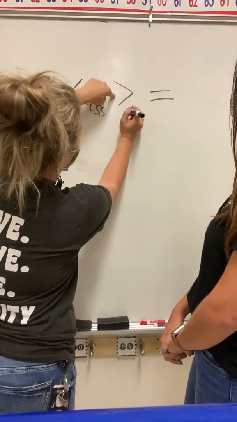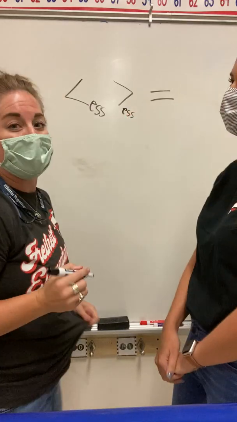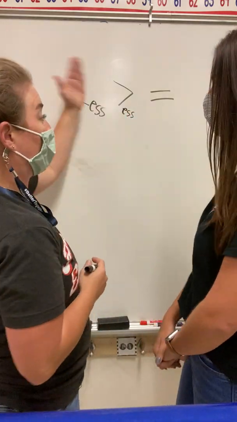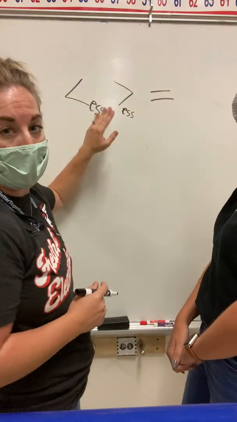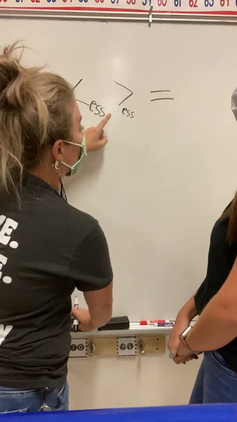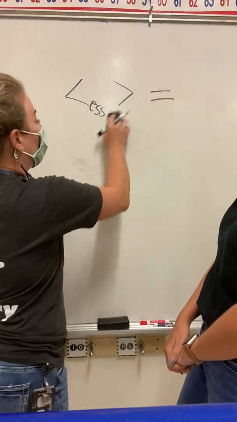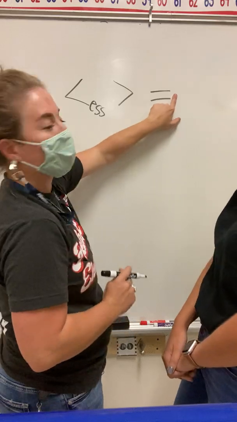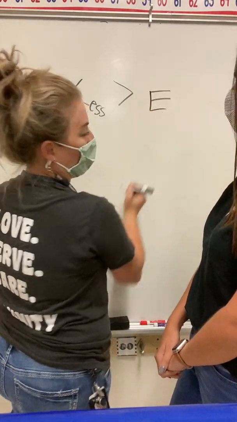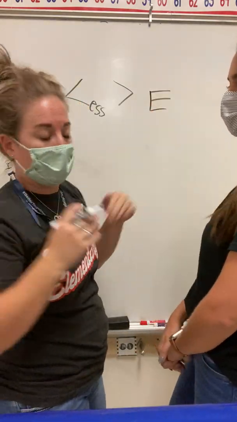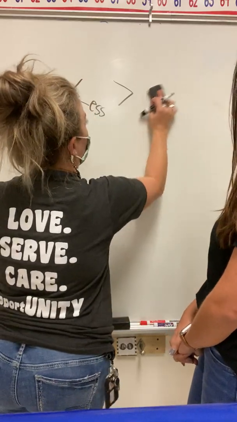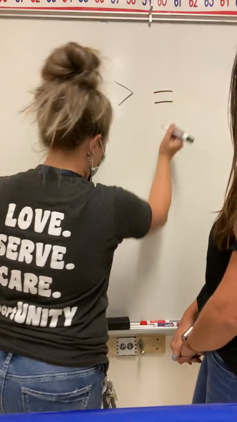Now, this symbol, I cannot. It looks like a 7, which is not less. So if I cannot spell the word less, that means greater than. And as always, you know that means equal. Some kids like to do this for E for equal. You can, or you don't have to. Most kids just know by now that that just means equal.